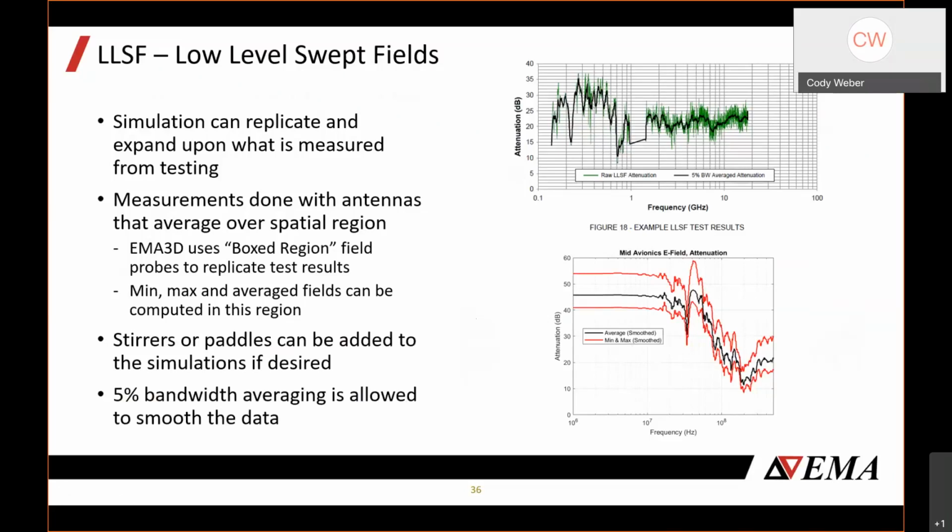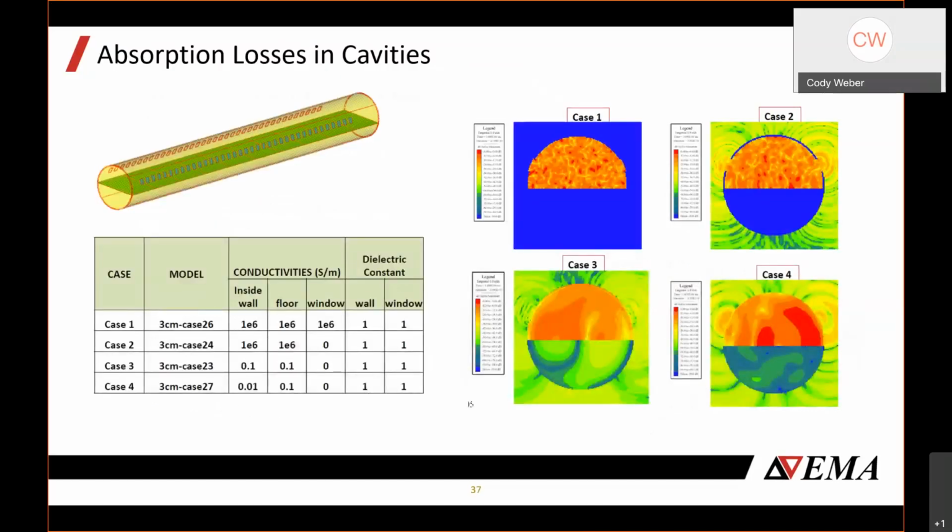Implementing this regional spatial averaging and the 5% bandwidth averaging really improves the quality of correlation between the simulation and the testing, has been our experience. And we have this implemented as a standard probe within our EMA3D Cable tool to be able to do this box region probe.